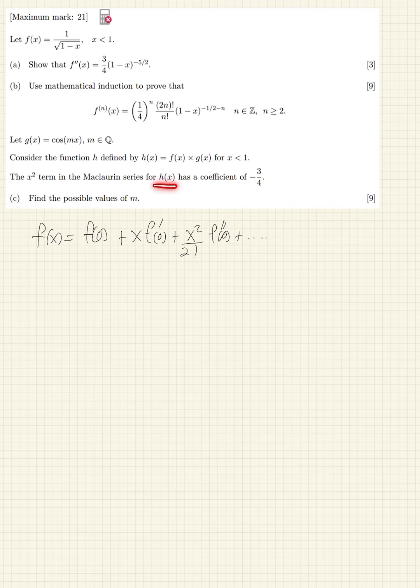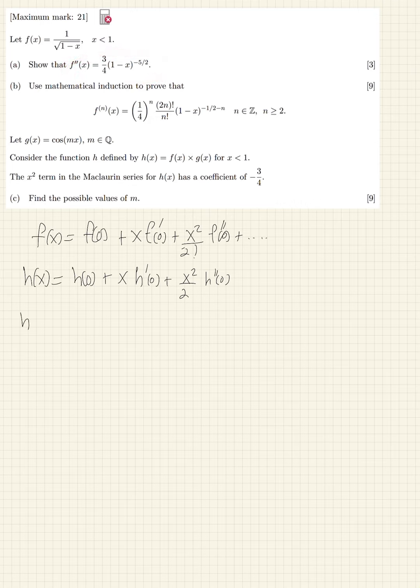but for h of x, and h of x is a composite function. So it's the product of two functions. So instead of this, we're looking for h of x, which is equal to h of 0 plus x h prime of 0, let me clean that up, plus x squared over 2 h prime prime of 0. All right, so we're going to find, and conveniently, we already have the second derivative of f.